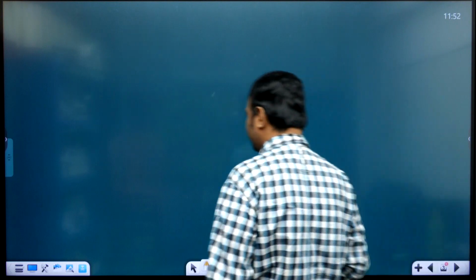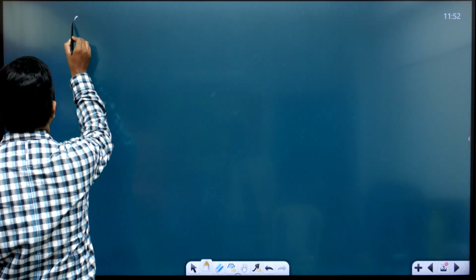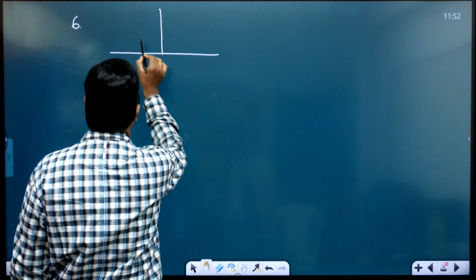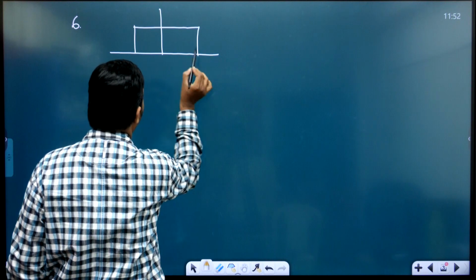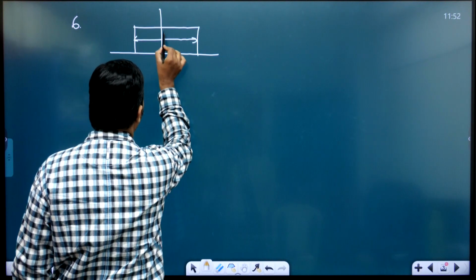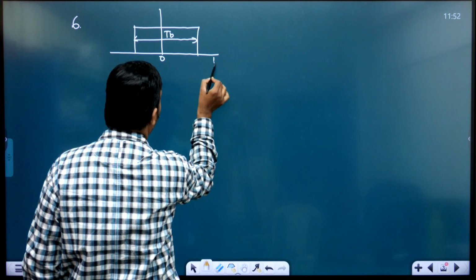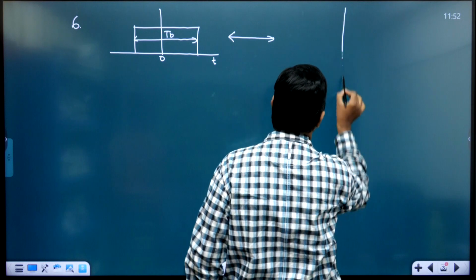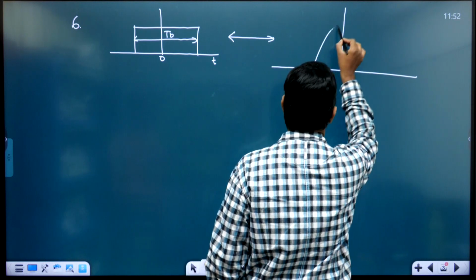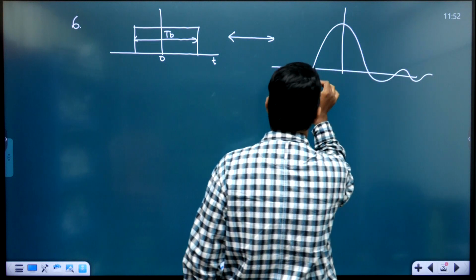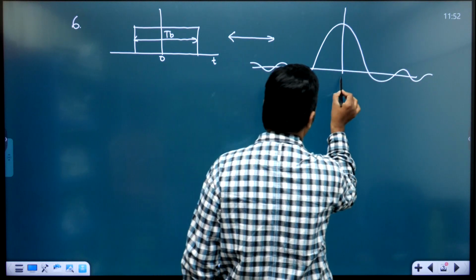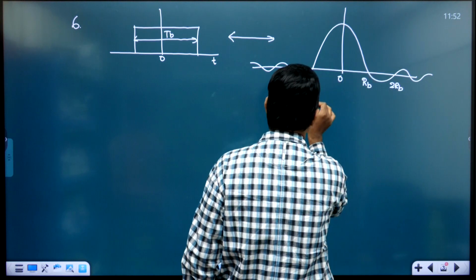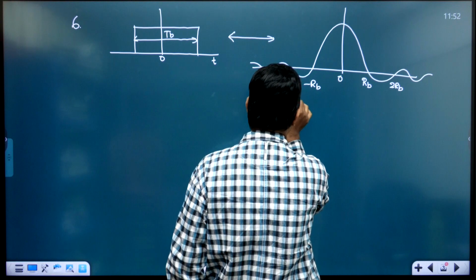Sixth point. See, I am transmitting 1 or 0. 1 or 0 means a rectangular pulse of width TB, and its spectral characteristics. In the previous slide we have seen the spectral characteristics are like this: a sinc pulse having infinite bandwidth. This is 0, this is RB, this is 2 RB, this is minus RB, this is minus 2 RB, right?